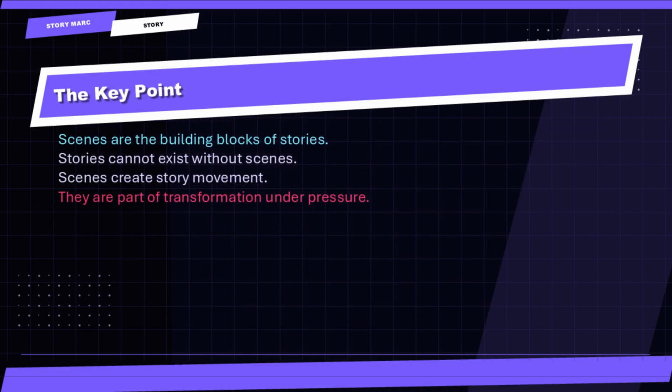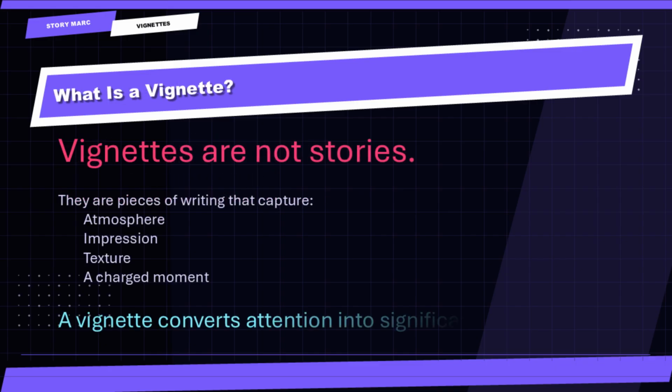Regardless, as said, scenes are building blocks of stories. Stories cannot exist without scenes. Vignettes, meanwhile, are not stories. Every single thing above I talked about dealt with transformation. That is why I constantly say that story is transformation under pressure. Vignettes are not that. Vignettes are pieces of writing that capture atmosphere, impression, or texture of a moment. It converts attention into significance.